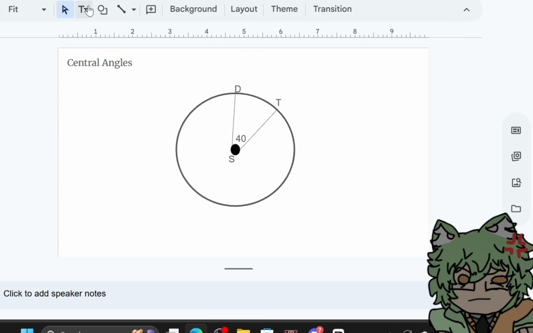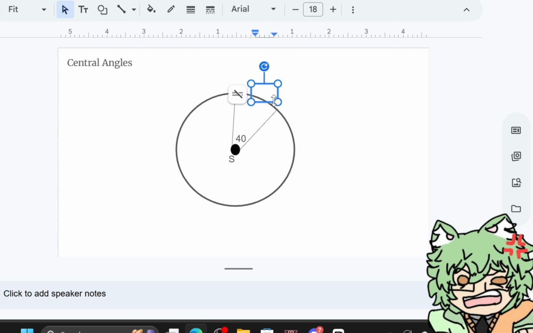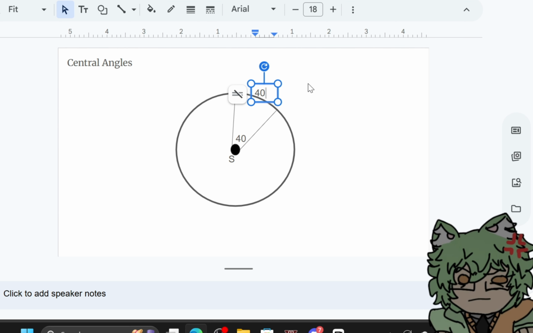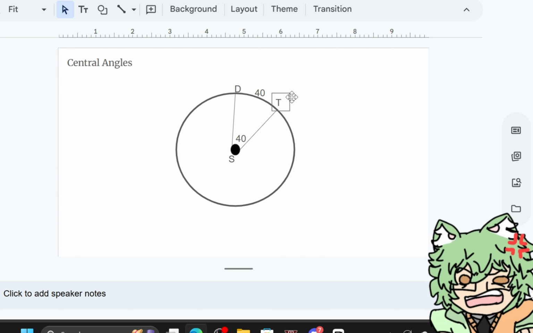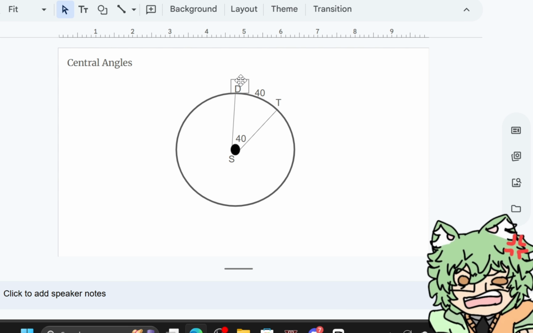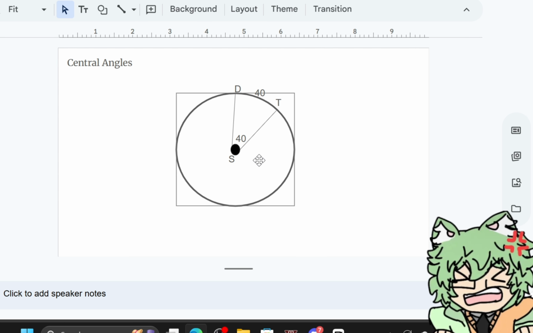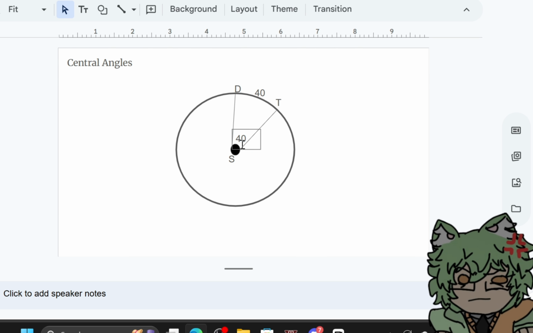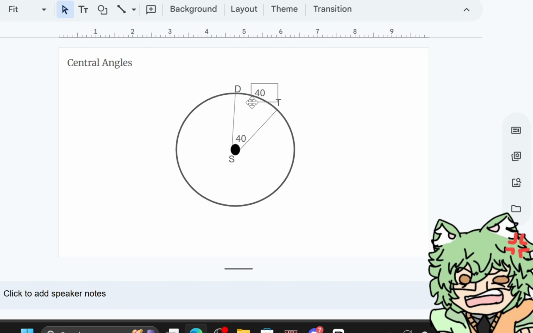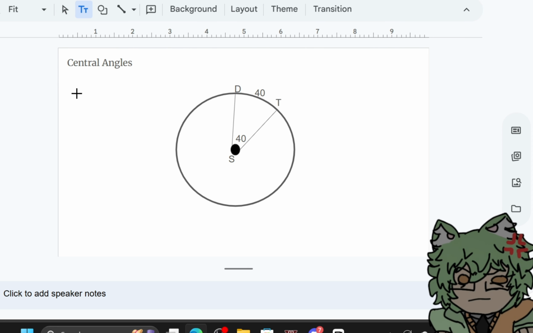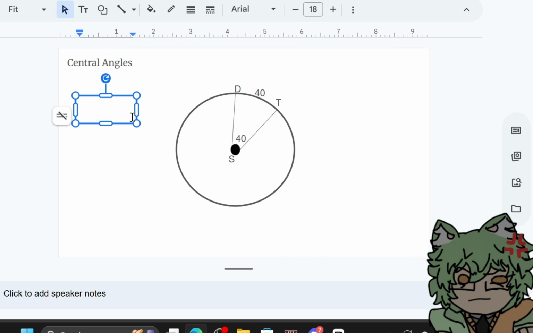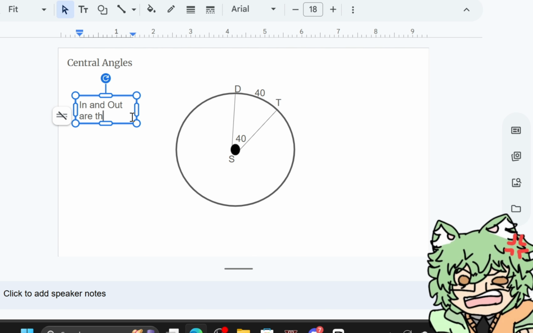So, this central angle, guess what the answer will be? 40. How, you may ask? The intercepted angle is the outside ray, from D to T. This part might be confusing to most people, but here I'll explain. This is further away from this. This is way closer, half of it. This is 2 times the distance. Since this is already in the center and this is closer to it, they both are equal to each other. So in a central angle, in and out are the same.